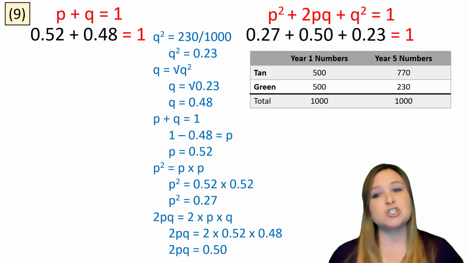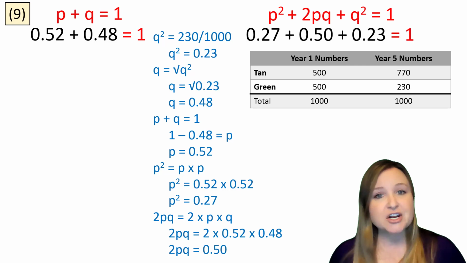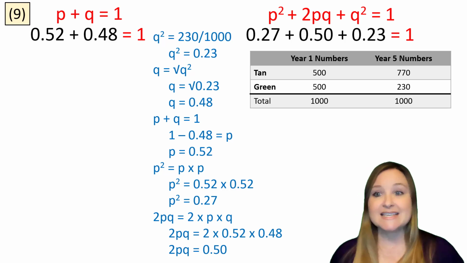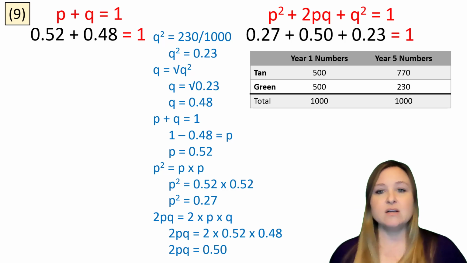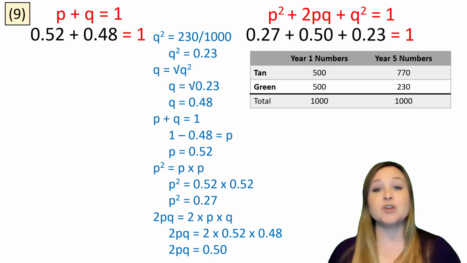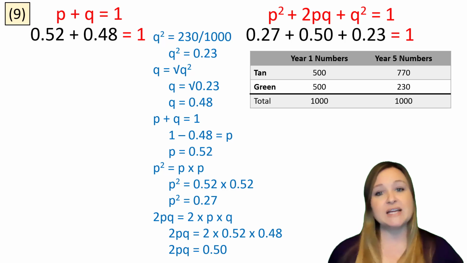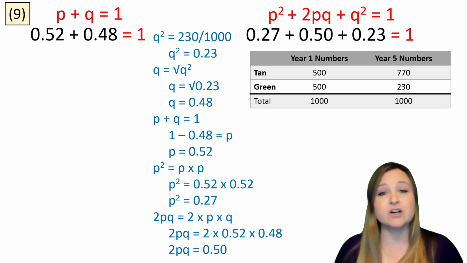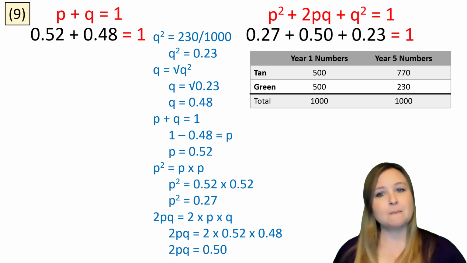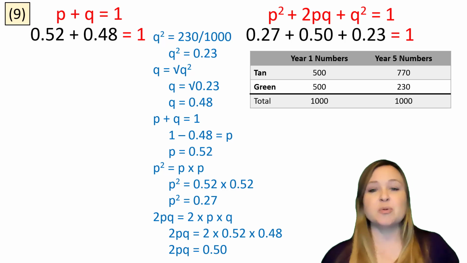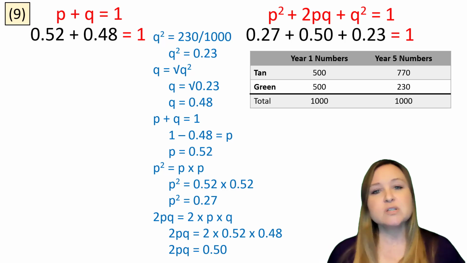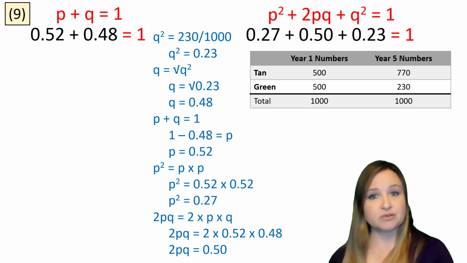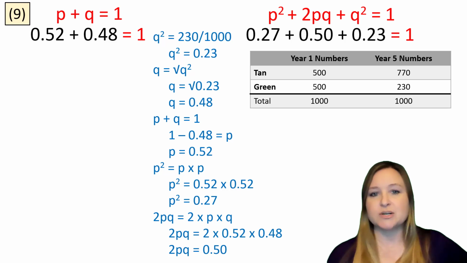When we look at p squared plus 2pq plus q squared, again, we want to fill in our numbers and make sure that it equals 1. And in this case, yes, it does. So it looks like we did our math correctly. What are we looking at? Well, remember, p squared is the frequency of the homozygous dominant genotype. So that's 0.27, or 27% of our grasshopper population is big T, big T. 2pq is the proportion of heterozygote grasshoppers at year 5. That's 0.5, or 50%. And q squared is the proportion of homozygous recessive grasshoppers at year 5, or 0.23. That's 23% of the population.